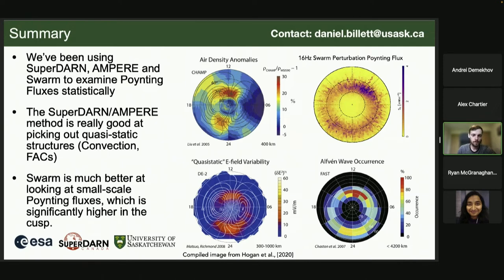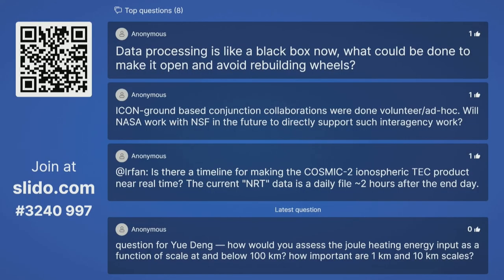Very nice talk. It's tremendous to see the Swarm E and B. My question is, when you use the Swarm electric field data, did you use the vector or just one component of the electric field? So it was a little hard to hear, but I think you asked, do I use the full vector or just one component? We use the full vector. Okay, great.